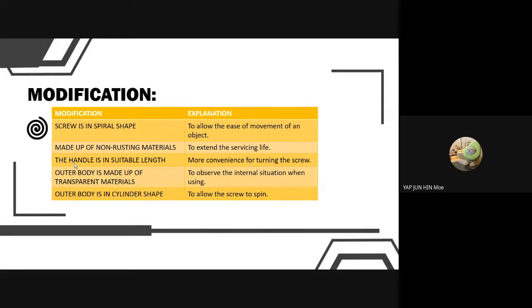Some modifications can be done to this Archimedes screw. First, the screw must be in spiral shape to allow the ease of movement of an object. Second, the screw can be made of non-rusting material to extend the servicing life. Third, the handle in a suitable length is more convenient for turning the screw. Next, the outer body is made of transparent material so that we can observe the internal situation when using. Last, the outer body is in cylinder shape to allow the screw to spin.